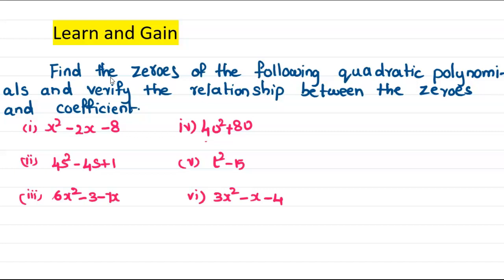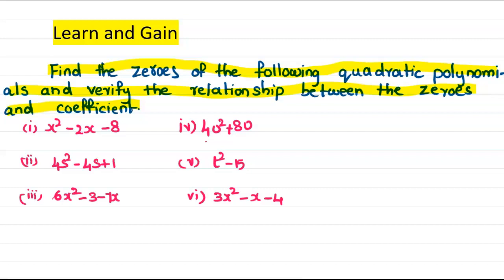So here the question is: find the zeros of the following quadratic polynomials and verify the relationship between the zeros and coefficients. In this question we have to find the zeros of the quadratic polynomial and also verify the relationship between the zeros and coefficients. They have given 6 quadratic polynomials here. So let's come to the answer to this question.